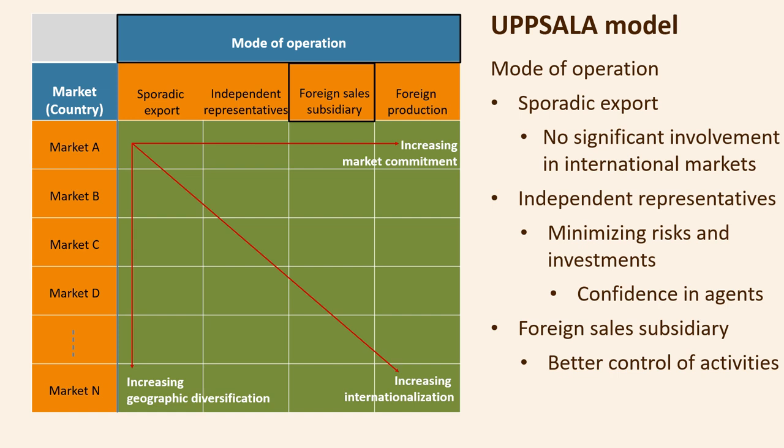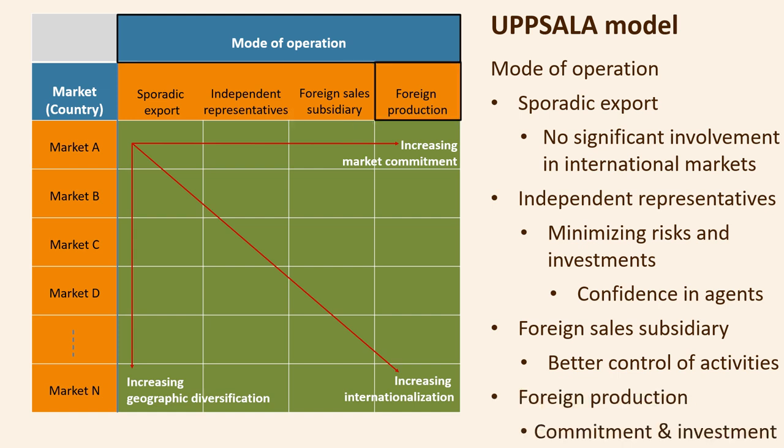The third mode of operation involves the establishment of a foreign sales subsidiary. As the company gains more knowledge and experience, it establishes its own sales subsidiary in the foreign market to better control its activities. The fourth and final mode of operation is foreign production. In this phase, the company might set up production facilities in the foreign market, signifying a substantial commitment and investment.